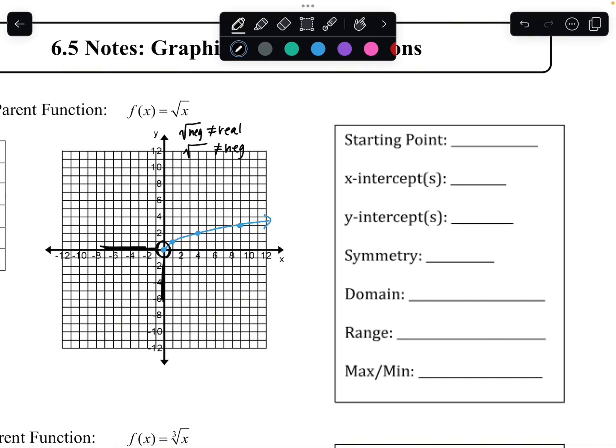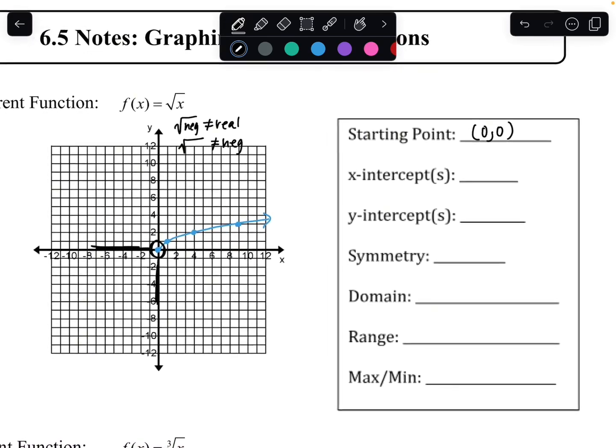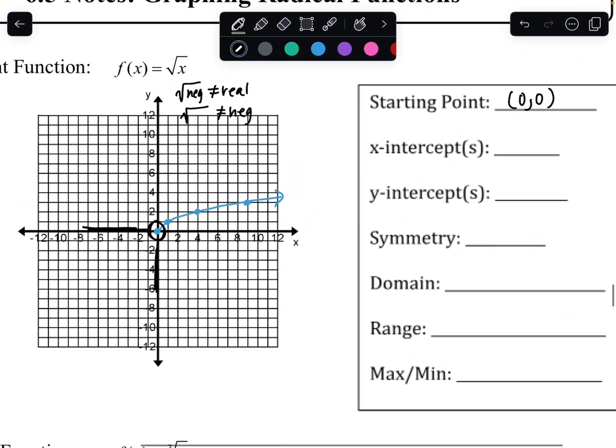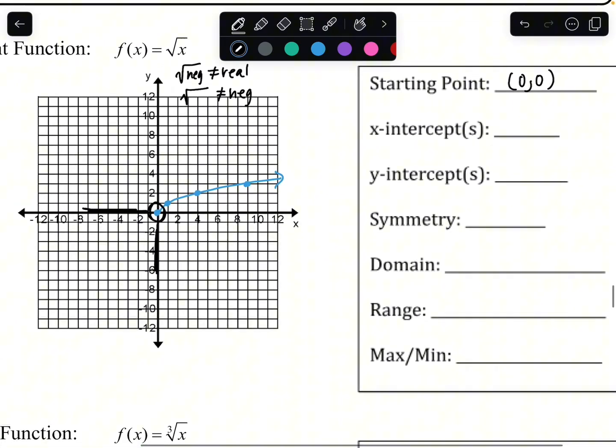And so the square root parent function stays in the first quadrant. And so it has this blunt stopping point, which we call the starting point, and it's at (0, 0). And so when we graph other square root functions, we want to figure out what the starting point is if we transform this by shifting it left, right, or reflect it. And so keeping track of this point will be very helpful. And then because the starting point is at (0, 0), that's its x-intercept and the y-intercept. Because it has this blunt starting point, there's no symmetry.